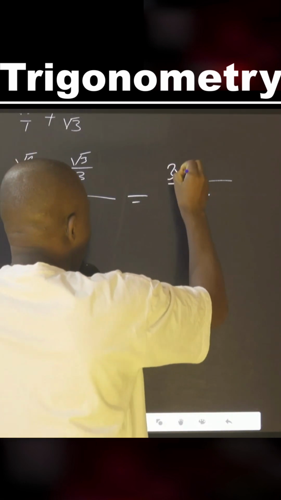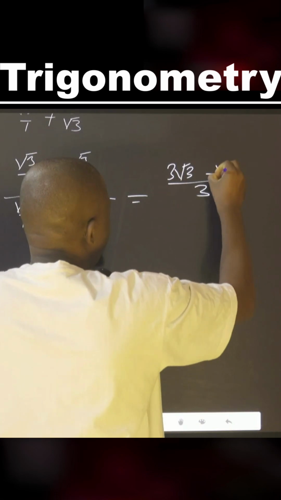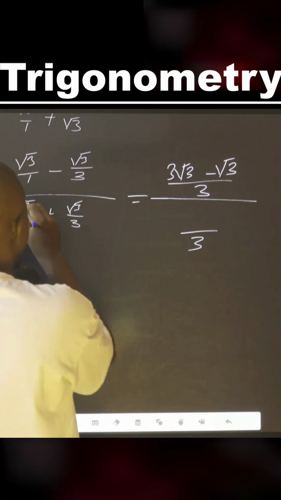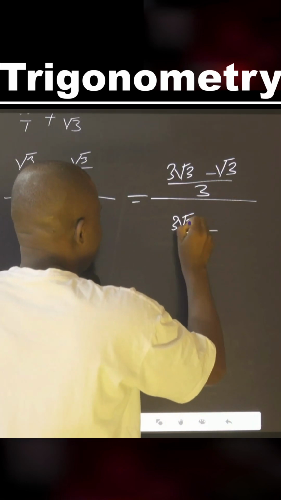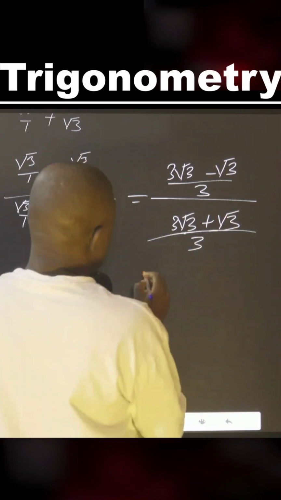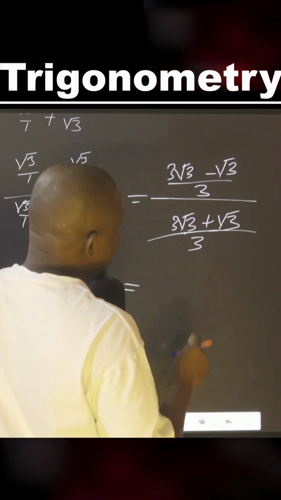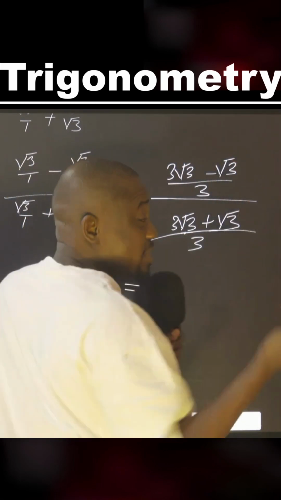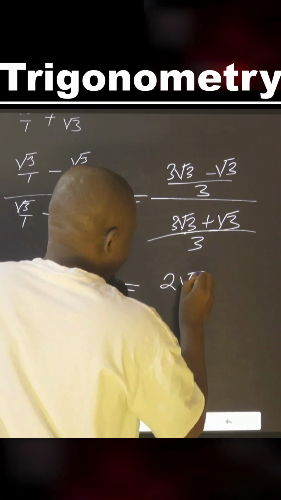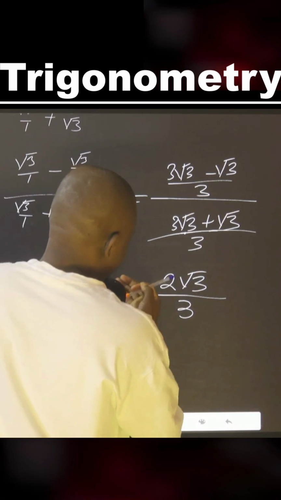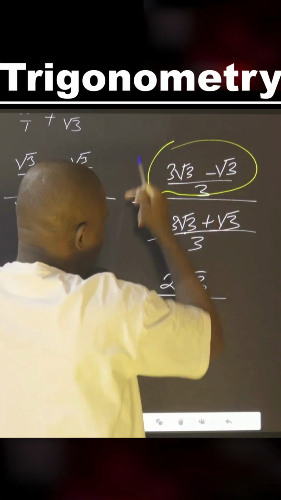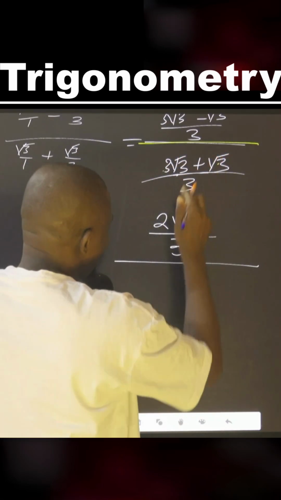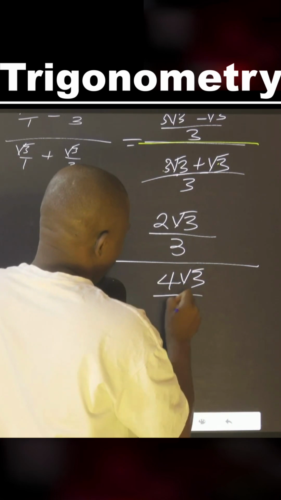This becomes 3 square root of 3 minus square root of 3, all over 3. Okay? That is 3 square root of 3 plus square root of 3, okay? Now we continue. This will simply give us, it's like you are saying 3x minus x. That is 2x, okay? That is 2 square root of 3 all over 3. For this upper one, then all over. This and this will give us 4 square root of 3 over 3, okay?